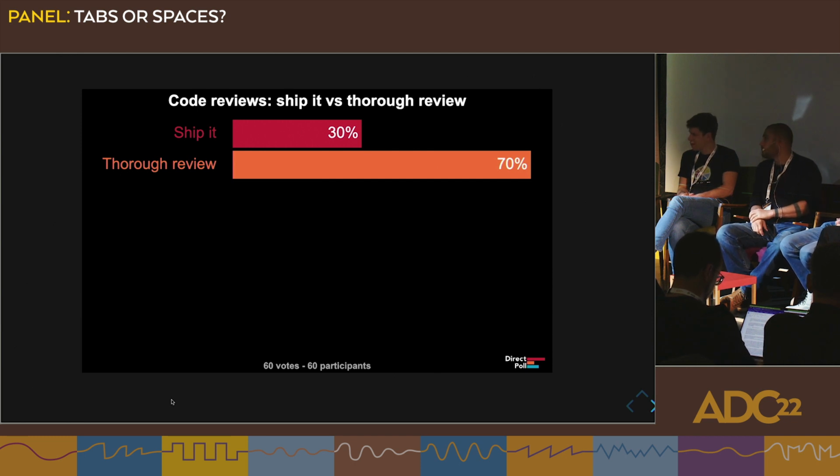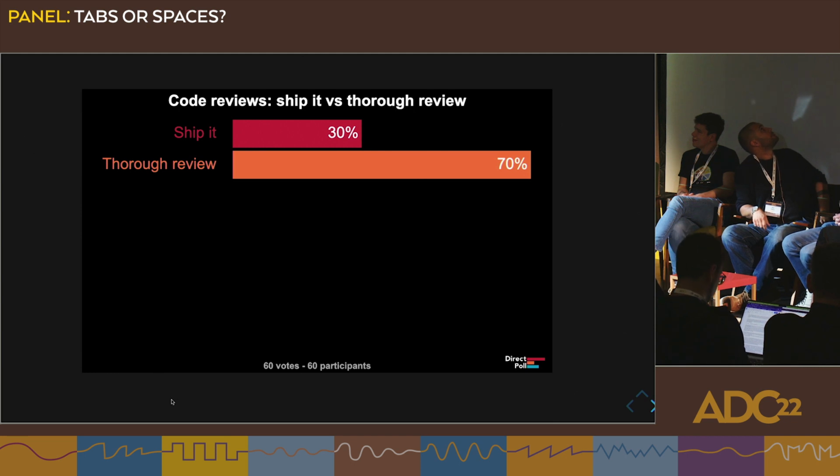I like that idea. Yeah. Okay, so we've got a fairly split here. So 30% of people think just ship it, don't worry about it. Yeah, I think those are the people who write open source libraries.